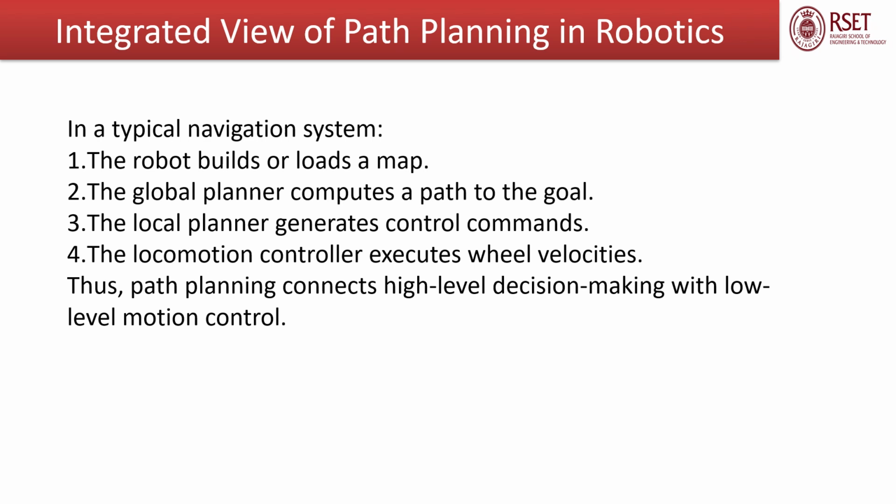This shows how planning connects high-level intelligence with low-level motor control. Notice how all the modules we studied, SLAM, Kalman filtering, locomotion control, come together here. Path planning acts as a decision-making layer between perception and control.